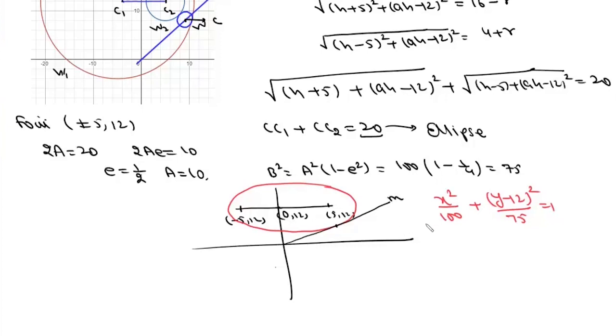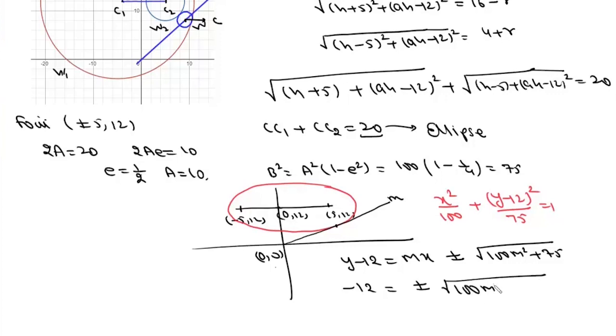Now we can write equation of tangent to this ellipse. So it'll be y minus 12 equals mx plus minus under root of a square m square plus b square, so 100 m square plus 75, and we want this tangent which passes through 0, 0. So we'll put x is 0 and y is 0. So there'll be minus 12 equals plus minus under root of 100 m square plus 75. Now we square it, we can write 144 equals 100 m square plus 75, or 100 m square equals 69. So value of m square is 69/100. So we'll get the least value of A, which is m, such that m square is 69/100.